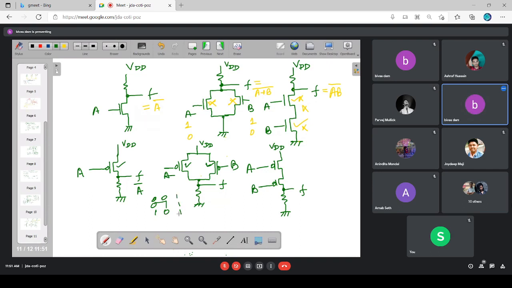When output is 0, that is possible only when both are simultaneously off, because that will only ensure that VDD is totally disconnected from the output. To ensure that, I must have both the switches off, and for a P switch to be off, the corresponding gate input must be 1. So for one input combination, the output will be 0. For others, the output will be 1. So this is nothing but your NAND.